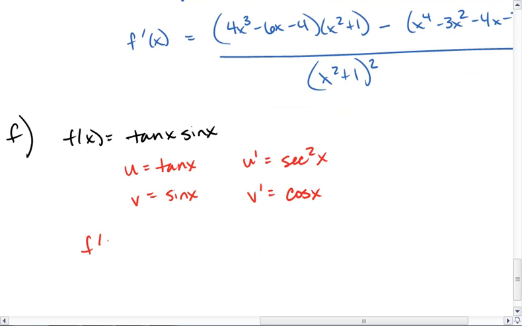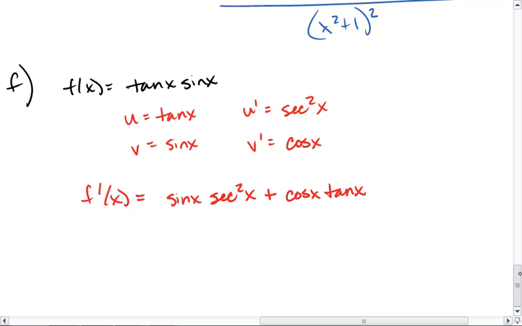And I see that f prime of x equals sine x times secant squared x plus cosine x tan x. Again, I look for where we have this multiplication of different trig functions. I see that sine x times secant squared x is the same as sine, actually let's change the color here.